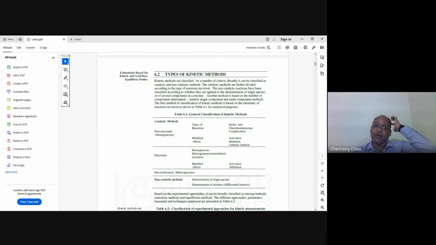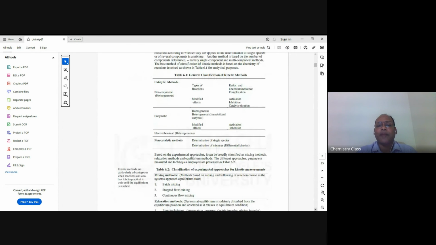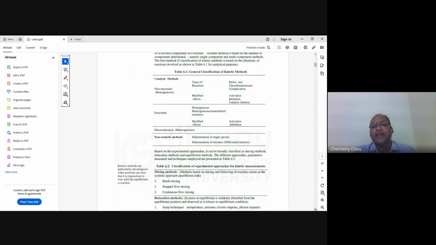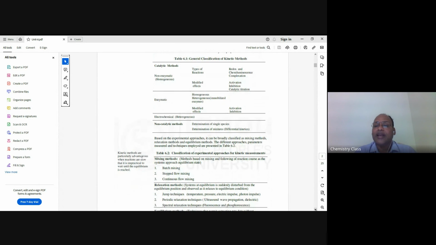Then the catalytic method can also be enzymatic. So homogeneous, heterogeneous, and modified effects, where you have to see activation and inhibition. Next is the electrochemical method, which is applicable for heterogeneous types of compounds. Non-catalytic methods include determination of a single species, determination of a mixture, and differential kinetics. Now, the classification of experimental approaches for kinetic measurement.